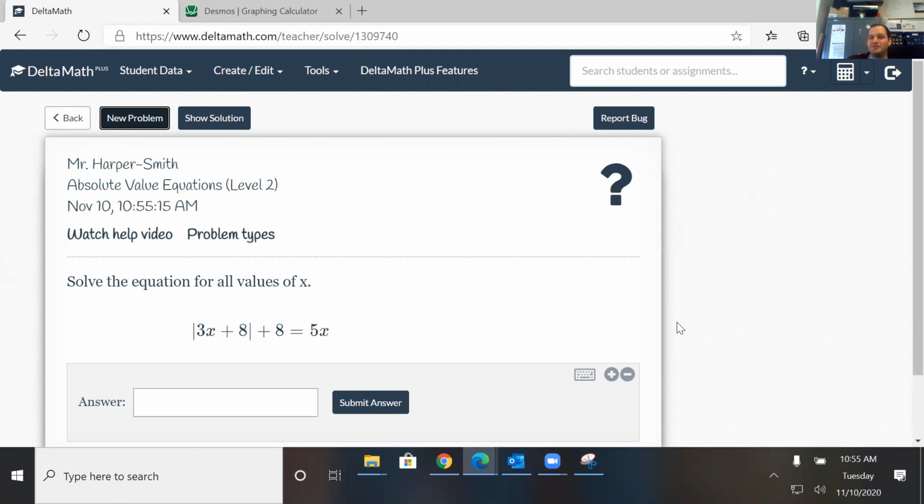Okay, you should have paused the video. You should have your answer by now. Here's what we're going to do. We're going to subtract 5x from both sides. So that gives me the absolute value of 3x plus 8, plus 8, minus 5x equals 0.